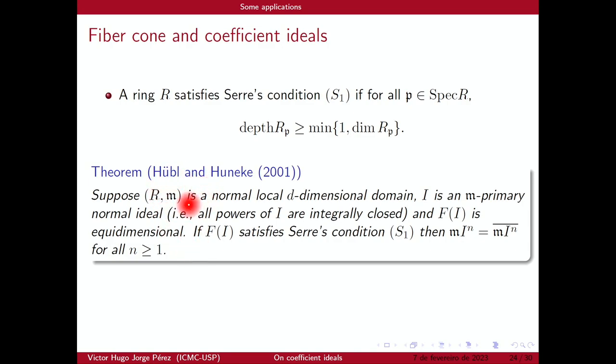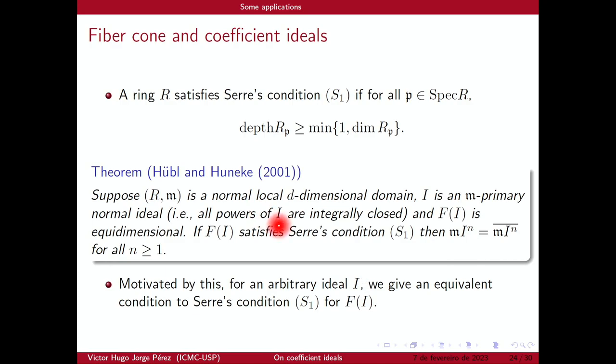But motivated by this theorem, Huneke and Hübl proved the following. Suppose that R is a normal local domain of dimension d, I is an m-primary normal ideal, this is a power of the integral closure, and the fiber cone is equidimensional. If the fiber cone satisfies Serre condition S1, then this equality holds for all n. This is a very nice result given by Hübl and Huneke.